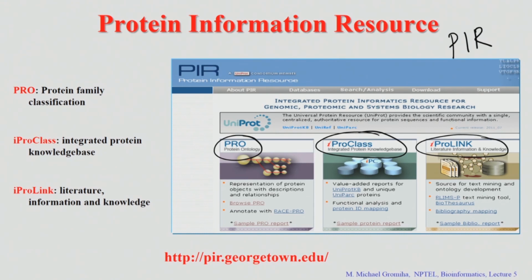For example, in the case of protein ontology, mainly they represent protein objects with the descriptions as well as the relationships, and they give the different function information. Here in the iProClass, they give the function analysis and the mapping as well as mainly the sequence information. In the link they give the source for text mining and ontology development. You can have the different links with the different aspects like the bibliography, mapping and so on.